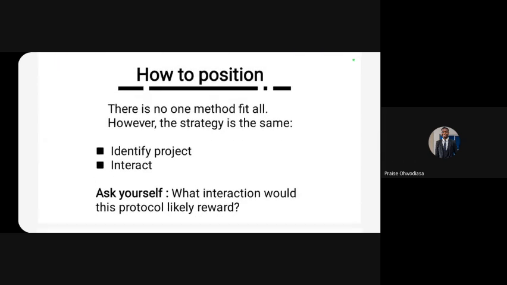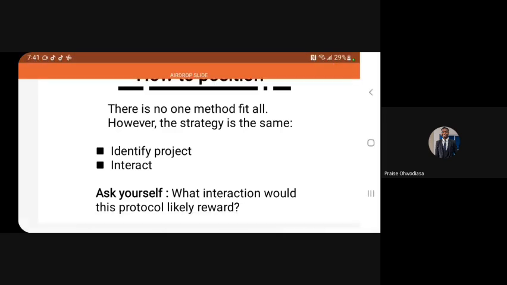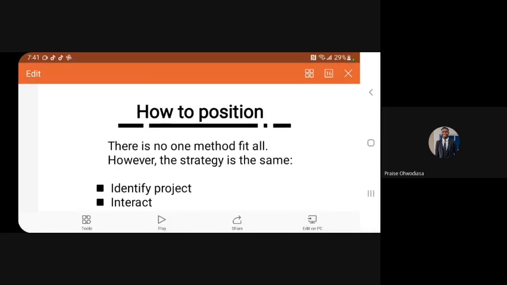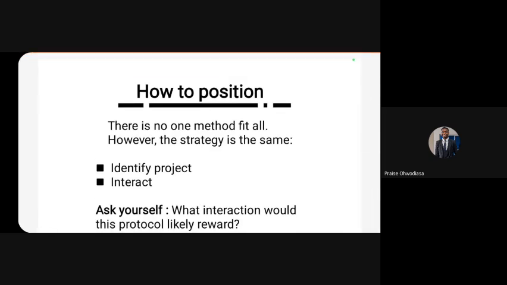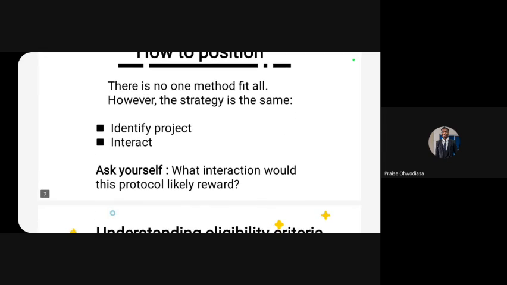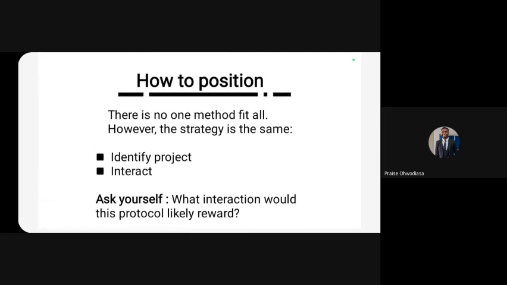So how do you position for an airdrop, which is very important? I think that's the major reason why we are here. So there is no one size fits all. There's no one strategy fits all. There's no one method fits all. Different projects, different eligibility criteria, right? However, the strategy remains the same, which is identify a project worth farming and interact with the project as much as you can.